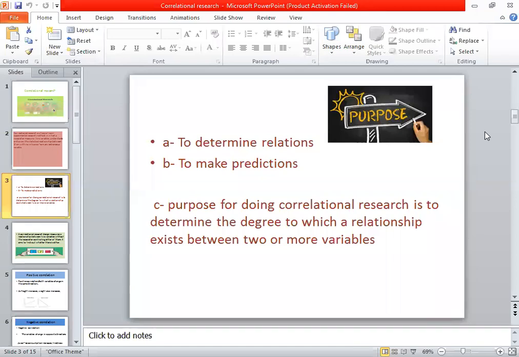What is the wholesome purpose of correlational research? If you look here, the purpose for doing correlational research is to determine the degree to which a relationship exists between two or more variables. It means that when we get the scores in the form of data, we want to measure the statistical relationship between the variables, to determine to what degree the relationship exists. Relationships can be of different types. Within correlational research, three different types of relationships are described: their nature and their degree.